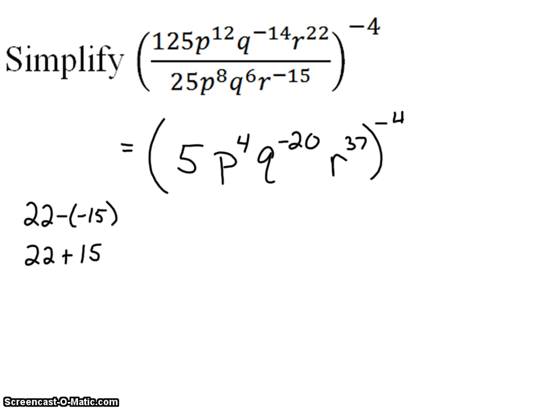Then we still raise it to the negative 4. I'm just doing my work off to the side there. Okay. Now, I wouldn't make another fraction yet. See the q to the negative 20? You could write it inside the parentheses as 5p to the 4th r to the 37 over q to the negative 20. I would actually give each of these factors inside the parentheses the negative 4 exponent.